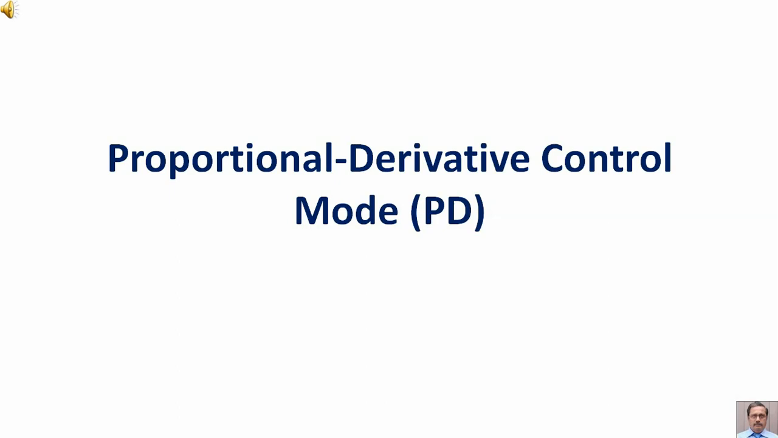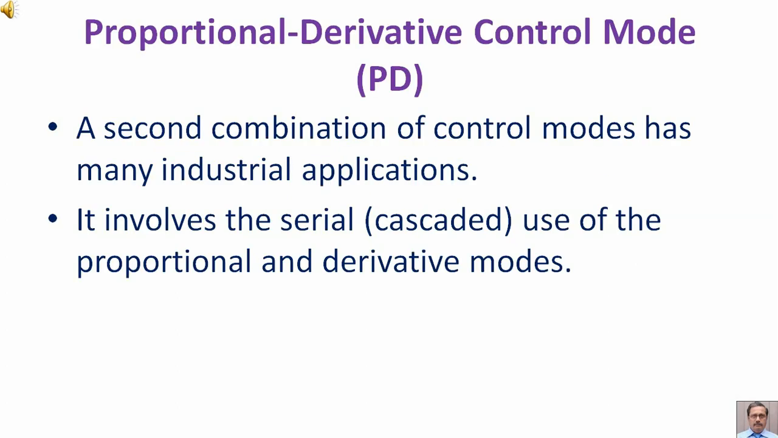Proportional derivative control mode PD. A second combination of control modes has many industrial applications. It involves the serial, that is cascaded, use of the proportional and derivative modes.